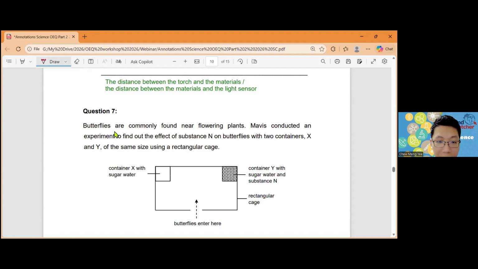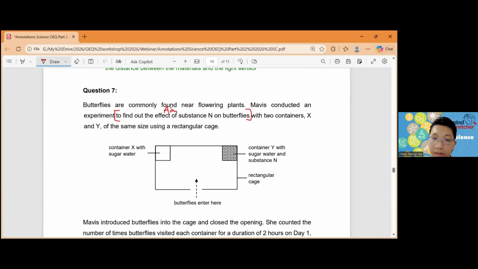Now, conducted an experiment to find out the effect of substance N on butterflies, with two containers X and Y. So you want to find out the effects of substance N on butterflies. Okay, so this is the aim. So what are we changing? Already in the diagram, you can see it's either with or without substance N.